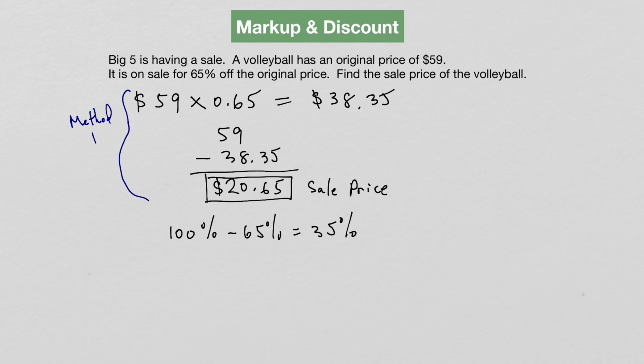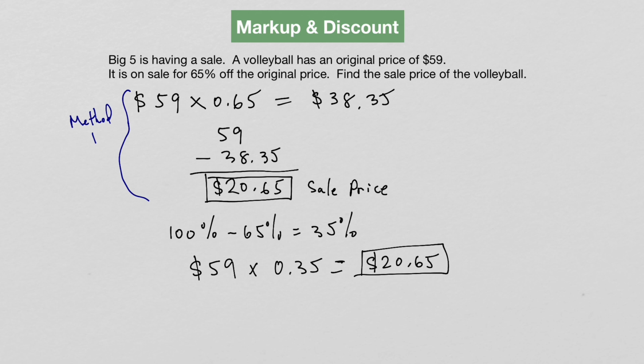Once you have that number, then you can take $59 and multiply that by 0.35, and that gives us the same amount of $20.65. That is also the sale price. And I'm going to call this method 2.